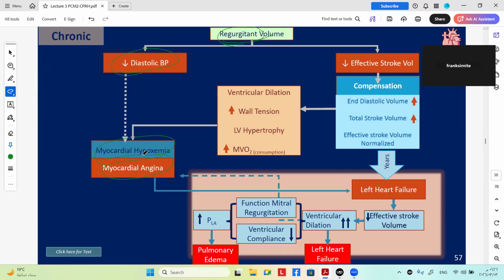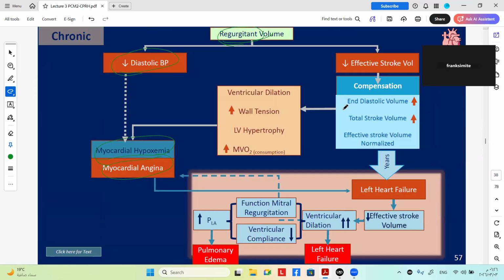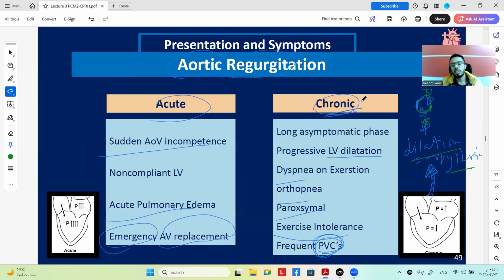But hold on, sorry. You have regurgitant volume. The aortic valve is not working properly, so you're having a backflow into the left ventricle. Sorry, I think I confused diastolic blood pressure with end diastolic volume. You would have an increase in end diastolic volume because it's regurgitating back into it. So we have decreased diastolic pressure but increased diastolic volume. Yes, you got it right.